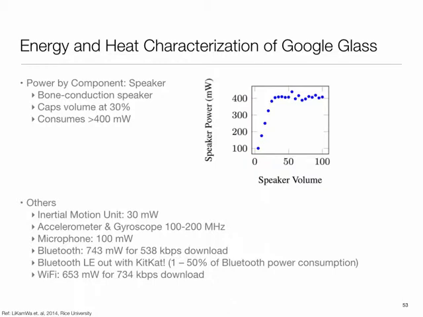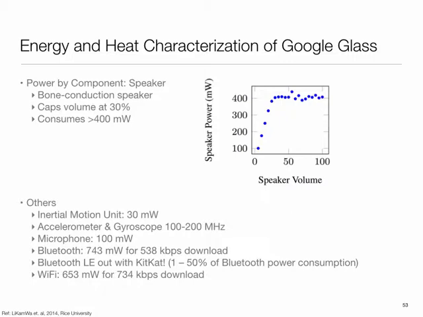Speaker: it uses a bone conduction speaker. So it basically transmits sound into your ear through your bones. Again, as you might imagine, this is a less efficient way of sending power because there's a lot of coupling loss happening, and you also have to transmit at a higher power. And indeed, it shows roughly 400 milliwatts just for the speaker.